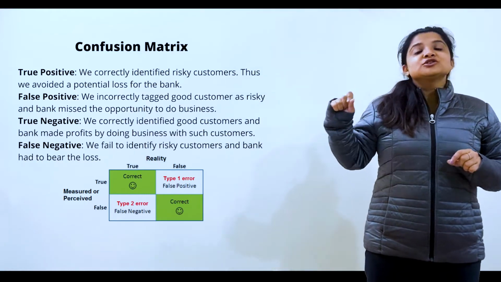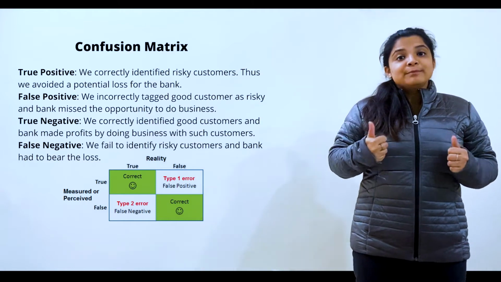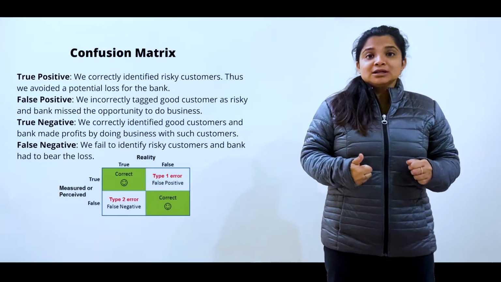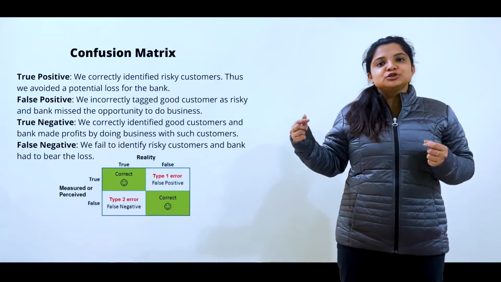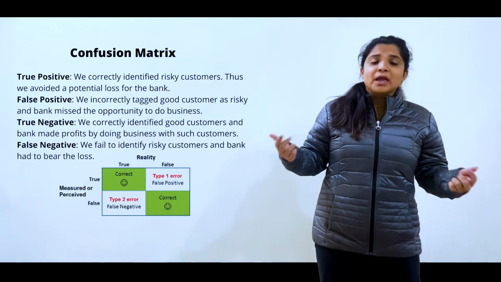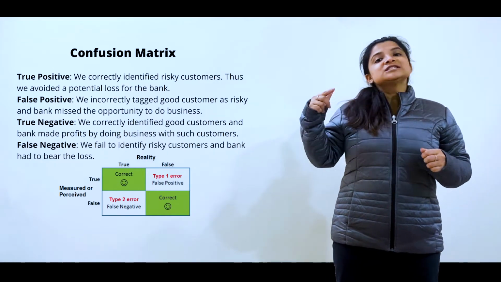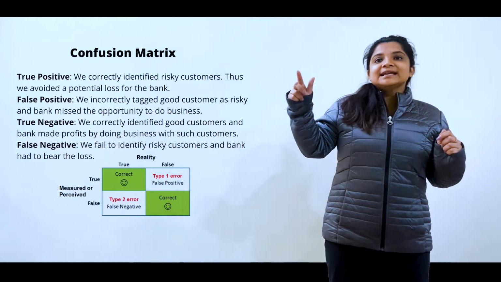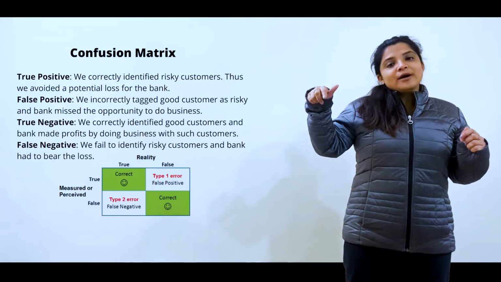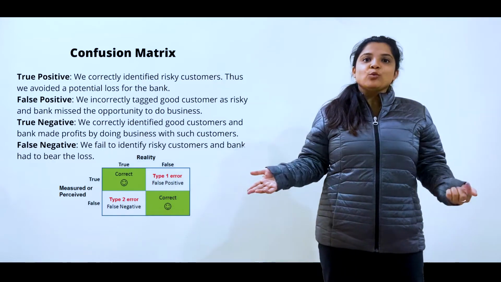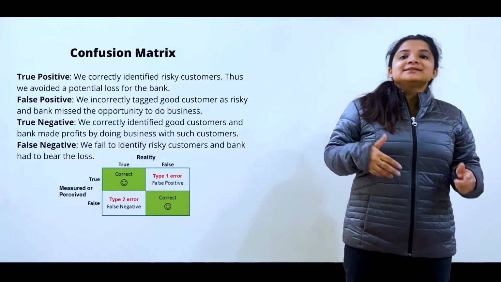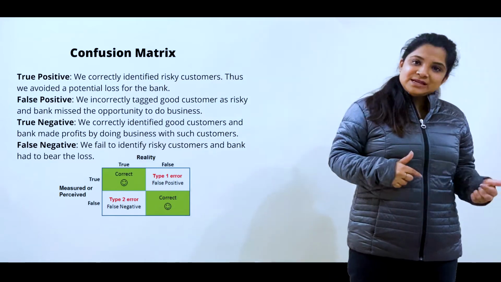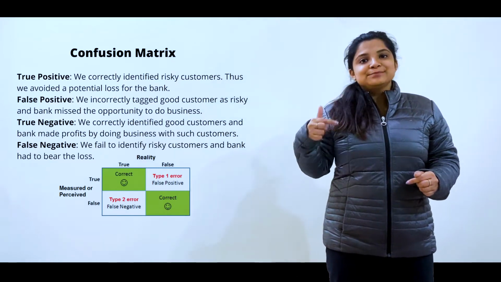True positive and true negative tell us about the accuracy of the model, like how well the model is able to predict what is right and what is wrong. Then we come to false positive, something that is basically accepted, however it was false, that is type 1 error. And false negative, that's something that was true but has been rejected, that is type 2 error.